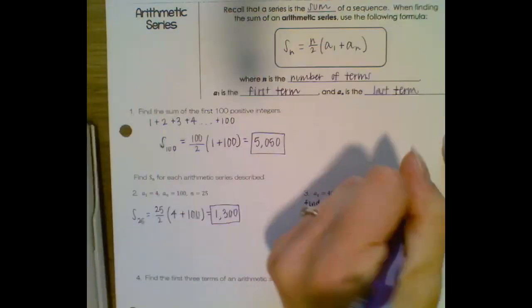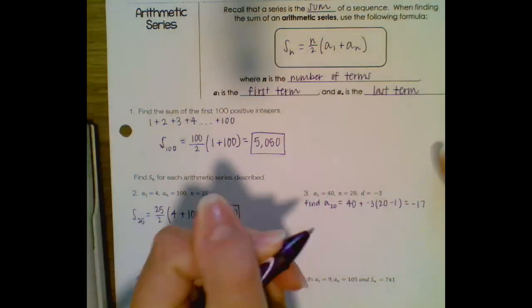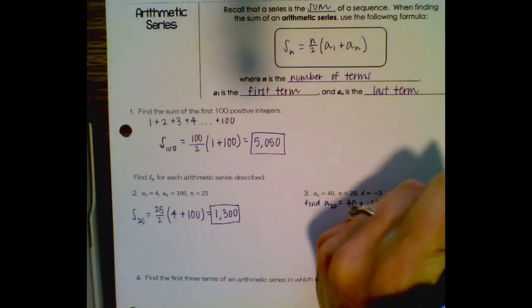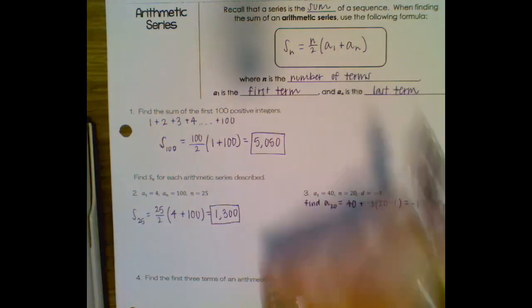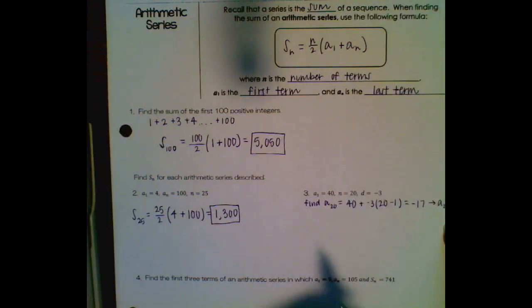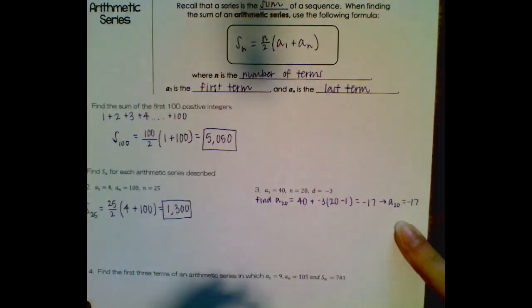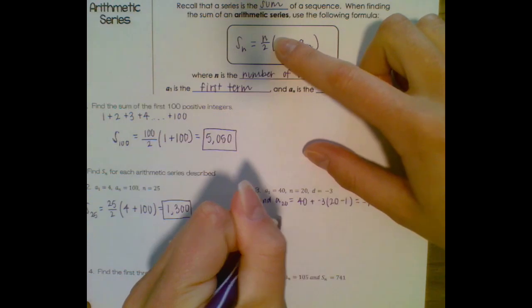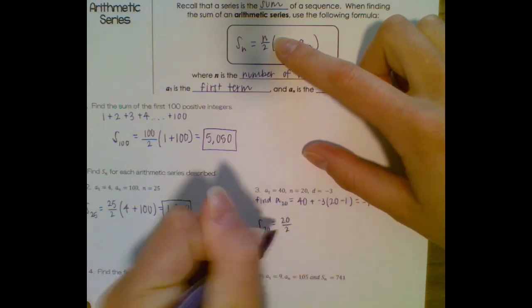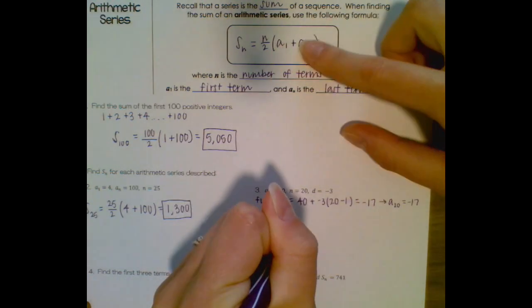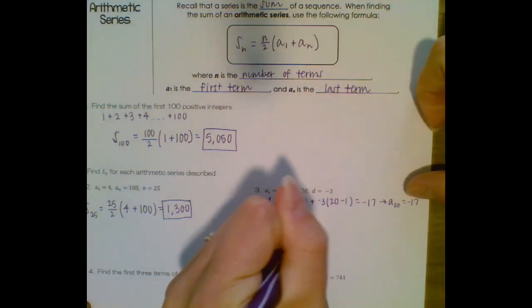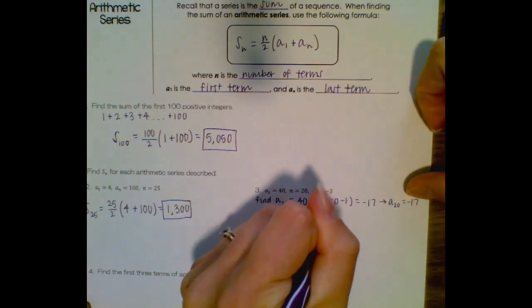Negative 17. That is a sub 20, which will go in the a sub n spot. Oh, I should probably move that over. Sorry, I didn't realize it got cut off. Okay, so a sub 20 equals 20, that's n, divided by 2, times a sub 1, which was 40, plus a sub n, or the last term here, which was negative 17.